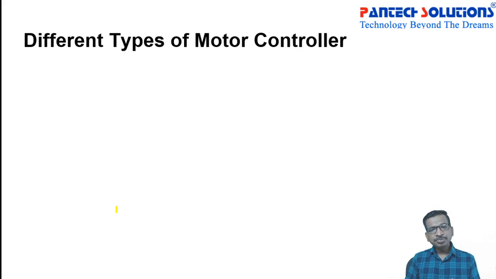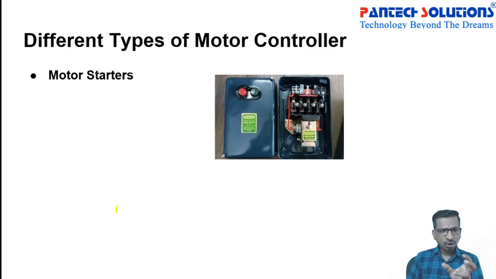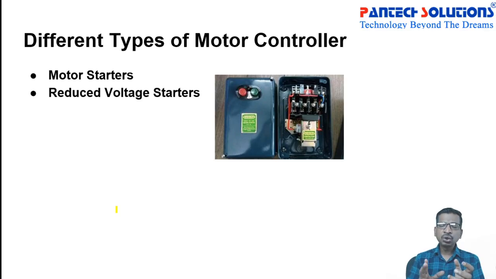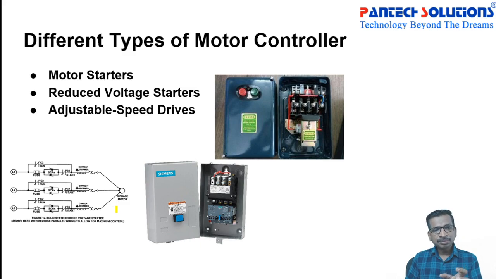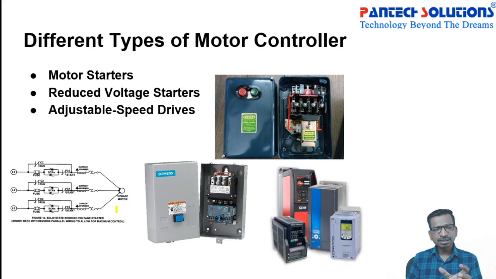And what are the types of motor controllers? See, these are motor starters. This starter is used to start your motor from zero speed to maximum speed. And similarly, reduced voltage starters, used to change the voltage from zero to maximum. So the solid state starter is used to get reduced voltage starting. And similarly, adjustable speed drives. The adjustable speed drives are nothing but basically a VFD.